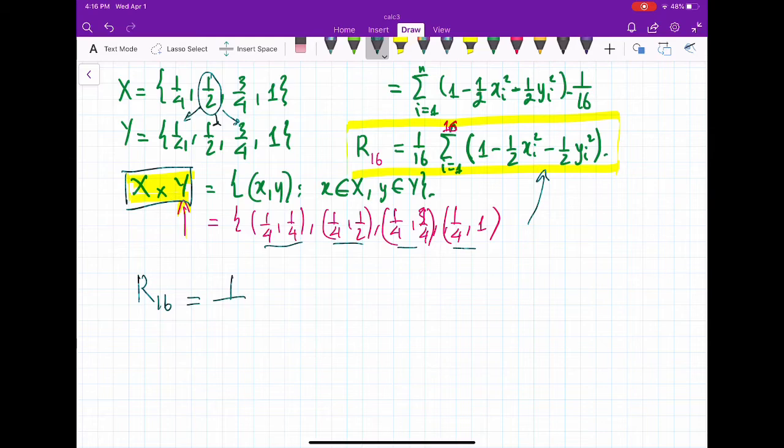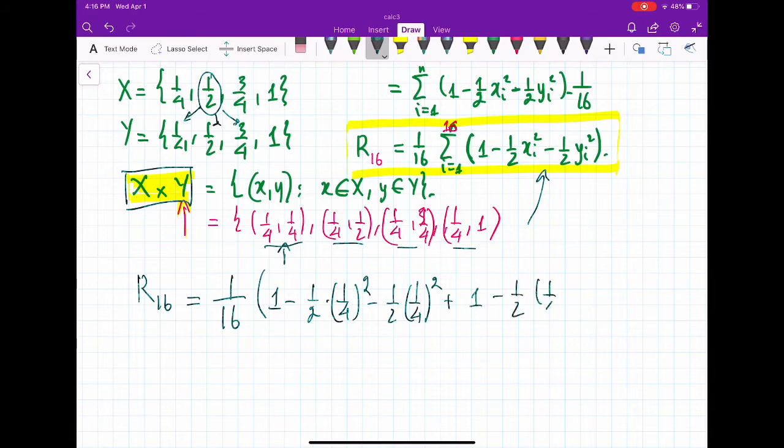R16 is equal to 1/16. Okay, the first is 1 minus 1/2, 1/4 square minus 1/2, 1/4 square. That is the first term for the first point right here. Make sense? And then take 1 minus 1/2, 1/4 square minus 1/2, 1/2 square. So that is for the second point right here. And so on. And then you simplify it, you get the estimate of the volume of our solid region.